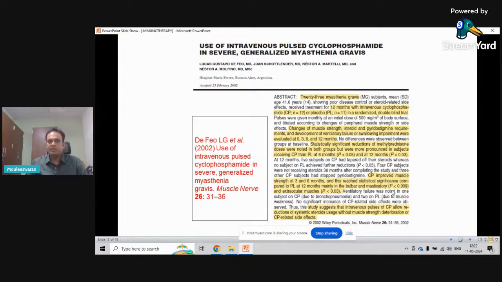This is a study where they studied intravenous pulsed cyclophosphamide in patients with myasthenia gravis, and they found that in patients who received IV cyclophosphamide, there is significant improvement in muscle strength at 3 months, 6 months, and 12 months, and the amount of steroid therapy required to produce the same effect was significantly lower when it was combined with IV cyclophosphamide rather than giving steroids alone.